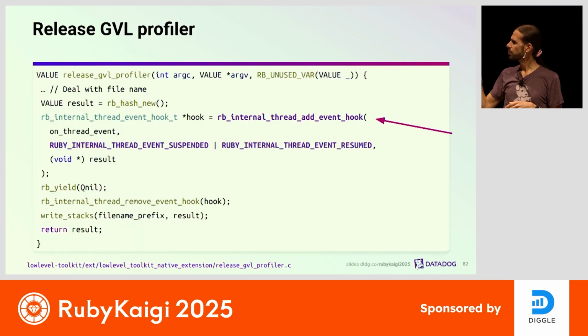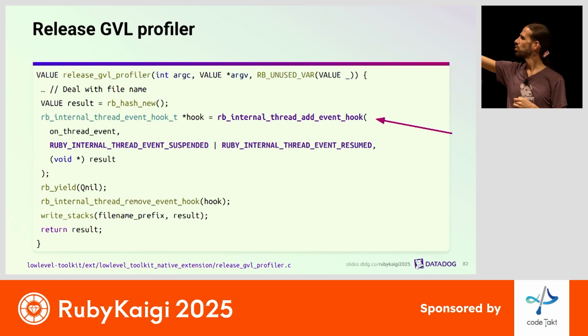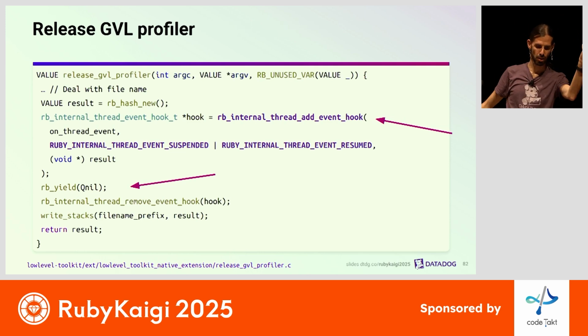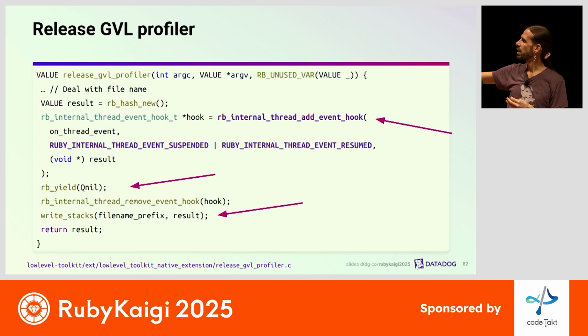Okay, so part number one, when you call release GVL profiler, we add the internal event hook. We're using the GVL instrumentation API, and we want to hear about suspended and resumed threads. And then we have the usual boilerplate. We yield back to Ruby code, and then at the end we stop the event hook, and then we will do some work to write the output to the format that Speedscope needs.